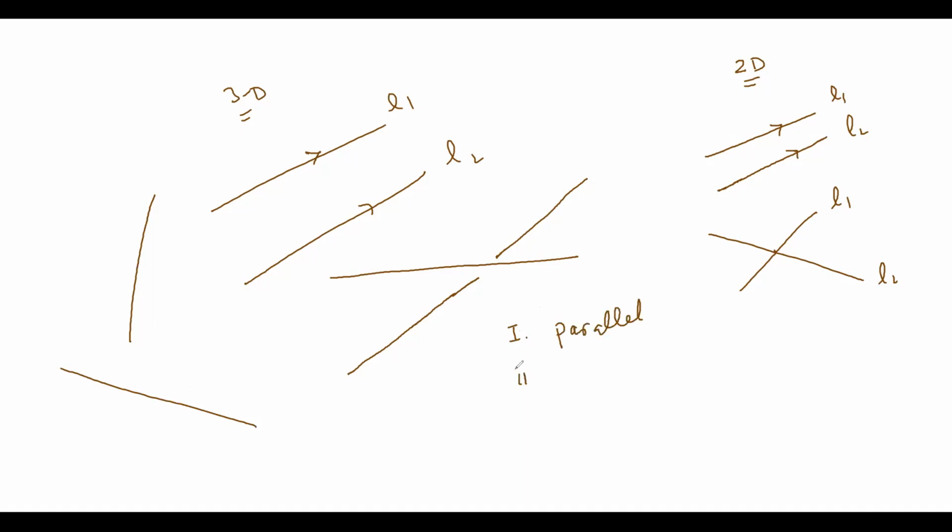Okay, now the second case is when you have non-parallel lines. These two non-parallel lines can either be intersecting, non-parallel and intersecting, or they can be non-parallel and non-intersecting. Now you take an example here.